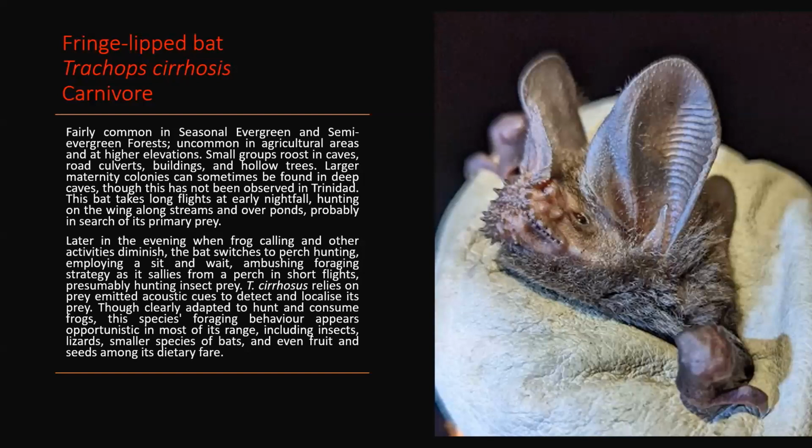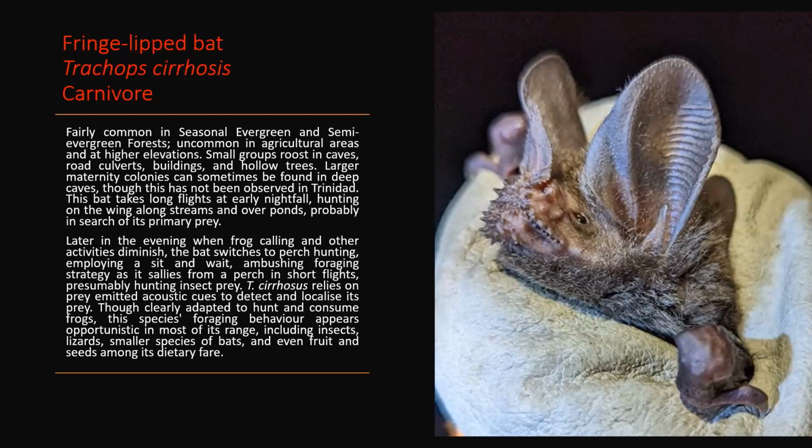Here we have a few photos of bats from different feeding guilds to show you the facial structures, and this particular bat here is the fringe-lipped bat, the only carnivorous bat caught on this survey. So it's a fairly common species in seasonal evergreen and semi-evergreen forests. It's uncommon in agricultural areas and at higher elevations. Small groups roost in caves, road culverts, buildings, and hollow trees. Larger maternity colonies can sometimes be found in deep caves, though this has not been observed yet in Trinidad.